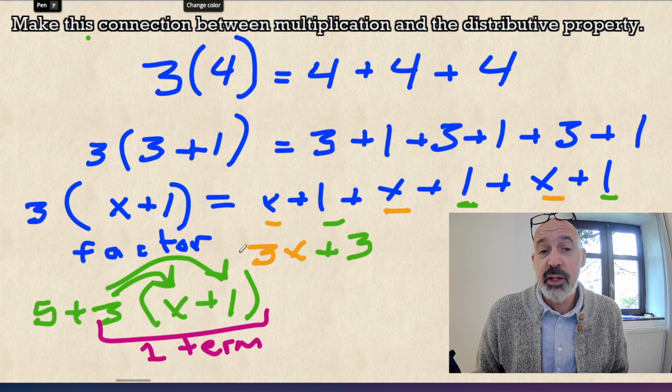So good luck, and I hope that you try to employ this with your own children or in the classroom. It'll help make sense of distributive property.